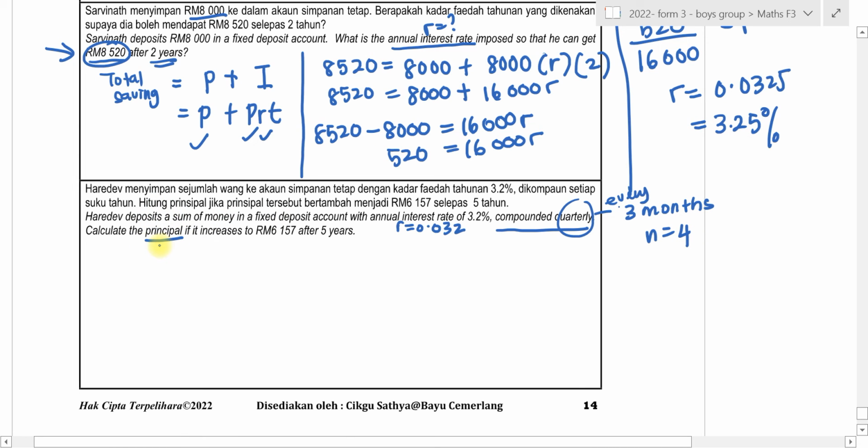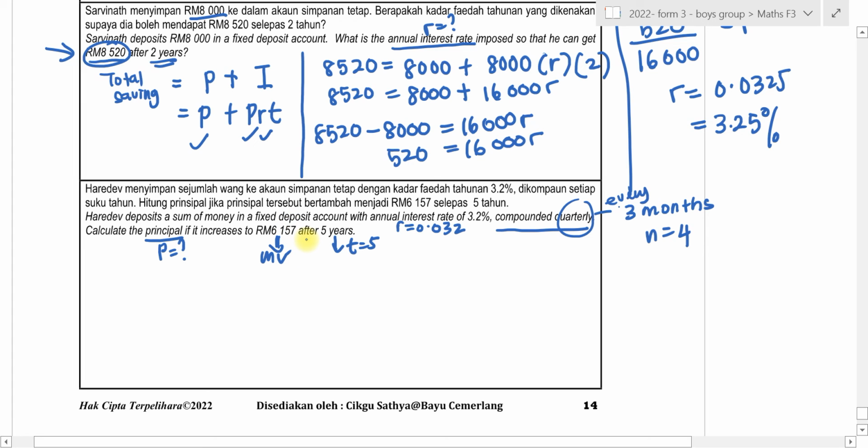Calculate the principal if it is increased to 6157 after 5 years. So this 5 years is your t equals 5. If the principal increases to this amount, that means this is your matured value. After 5 years, your amount becomes like this. Not interest, increase to, not increase by. Increase to 6157 means this is the matured value after 5 years.